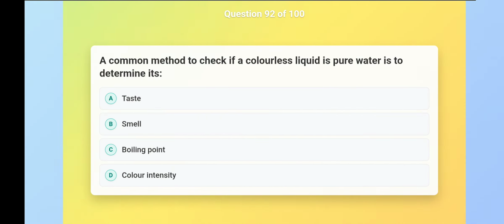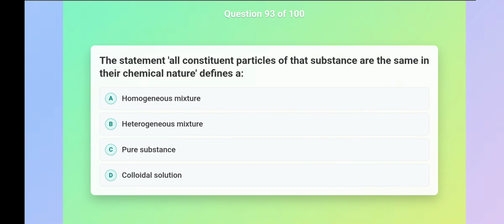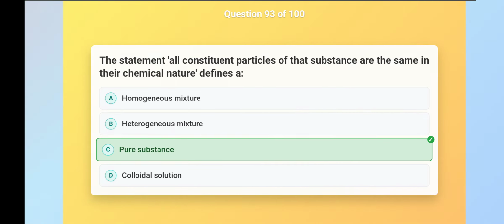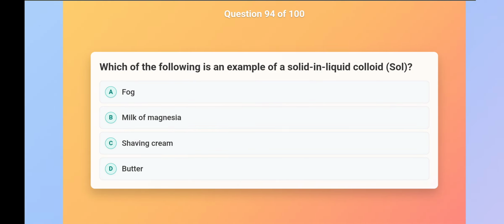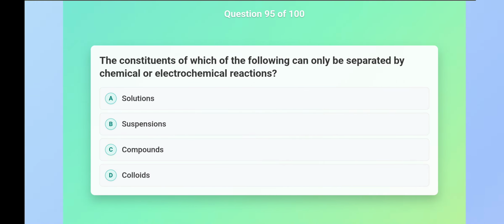A common method to check if a colorless liquid is pure water is to determine its boiling point. The statement, all constituent particles of that substance are the same in their chemical nature, defines a pure substance. Which of the following is an example of a solid in liquid colloid, sol? Milk of magnesia. The constituents of which of the following can only be separated by chemical or electrochemical reactions? Compounds.